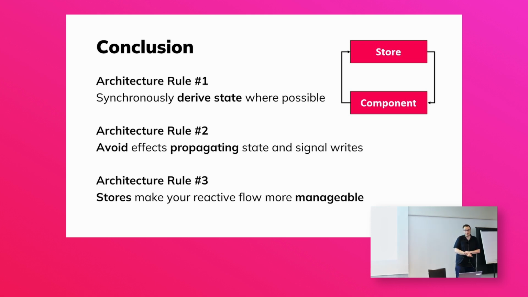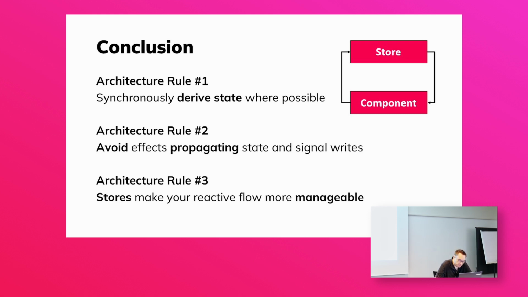Okay, cool. So let's come to a conclusion. What did we see today? Well, we've seen several architectural rules. We've seen that where possible, you should synchronously derive your state. Then we have seen we should avoid effects propagating states and signal writes, especially if we talk about rendering effects. And we have seen that stores make our flow more manageable. And funnily, all those rules enforce themselves.